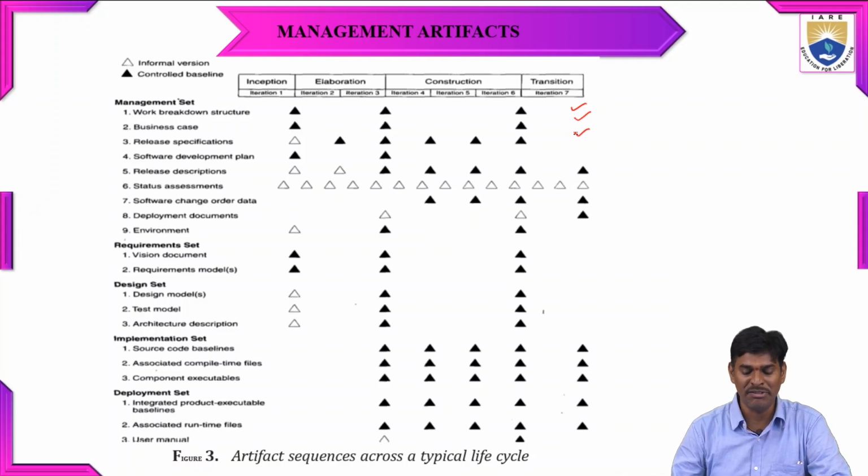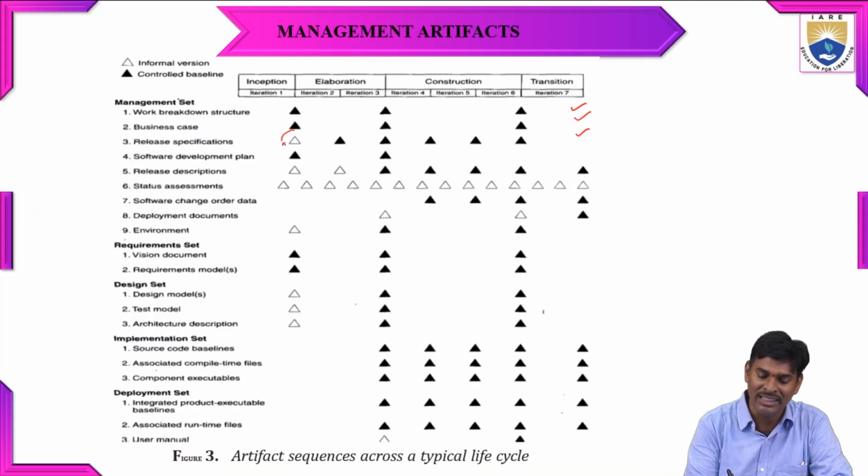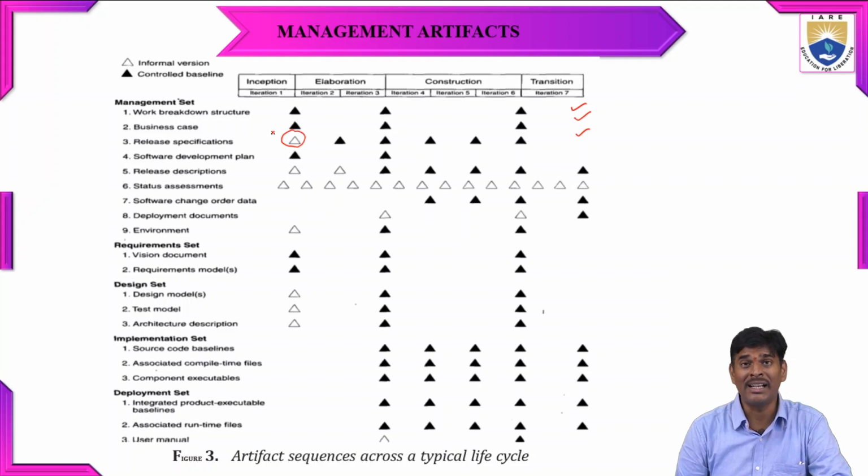In the release specification, as I told, initially they cannot provide 100% of the software. That's why it is an informal version. Initially it is an informal version, so later on they're going to update the release specifications. They are going to update them for each and every phase. So finally it will come into the control baseline.